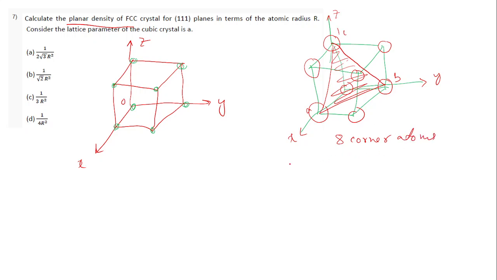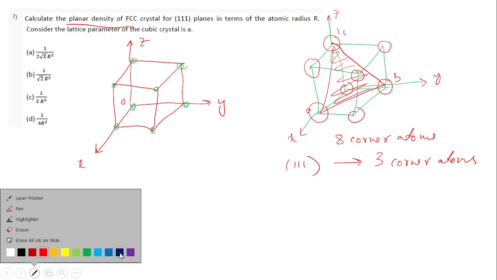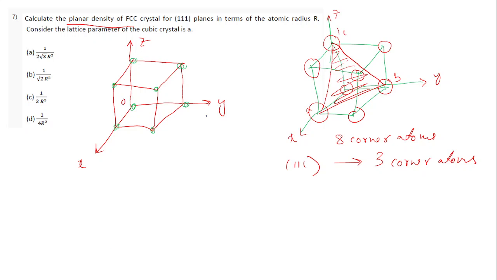Among these 8 corner atoms, on this 111 plane, only these 3 corner atoms are there. Only 3 corner atoms lie on this plane. But what about the face-centered atoms? Let's use some other color. We have one atom on this face, right?